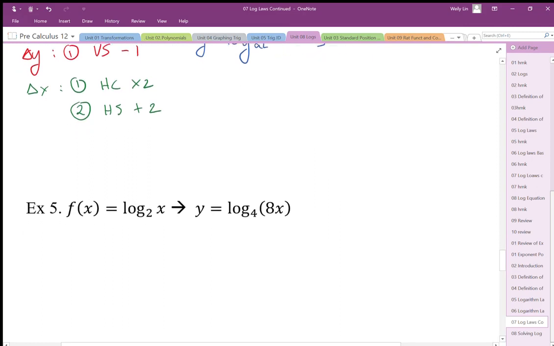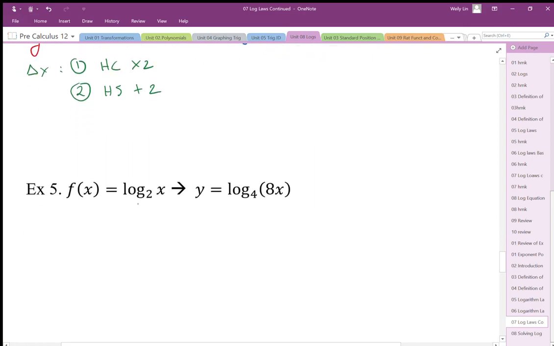For this one here, I have a change of base. That's a bit of a problem. I cannot describe this with a change if the bases are different, so I have to convert this to the same base first. I can see there's some kind of horizontal change there, so I'm going to change this to base 2: base 2 log of the argument divided by log of the base.